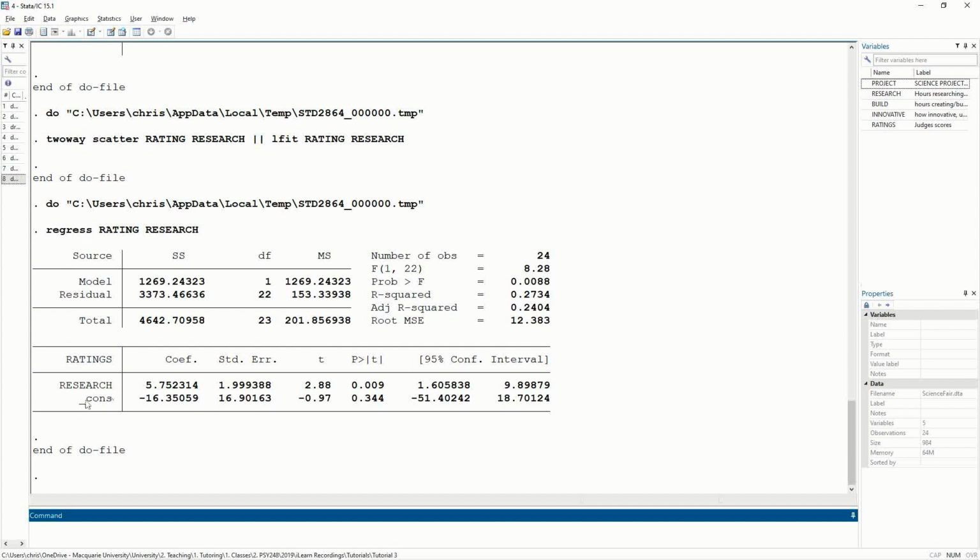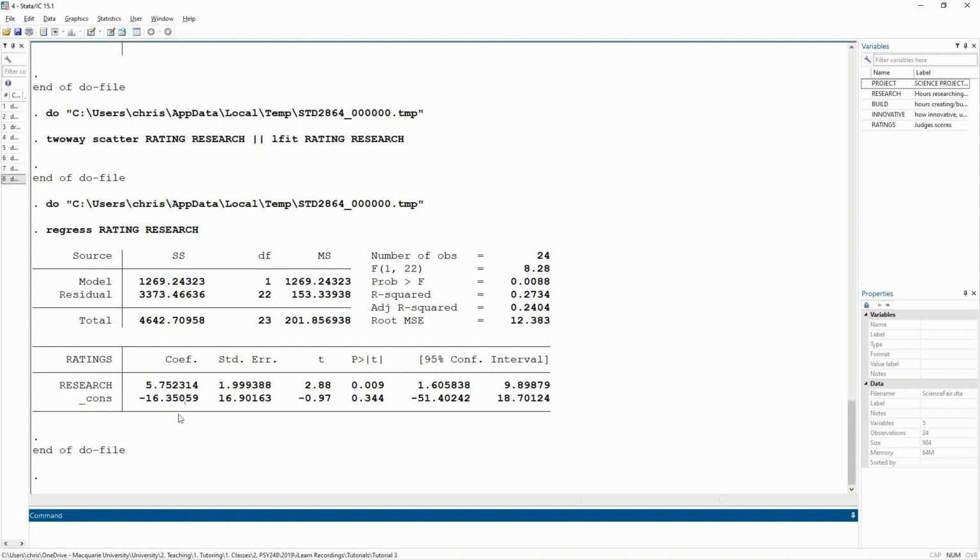So if I had a score of 0 on research, what judge's rating would I expect to have? So another way of saying this, if we put it more in real-world terms, based off this analysis, what judges' ratings would a student get on their project if they put 0 hours into their research? That's what the intercept represents. It doesn't matter what this is. It's always, what is the expected DV score when your IV is 0? And this coefficient is that exact number.